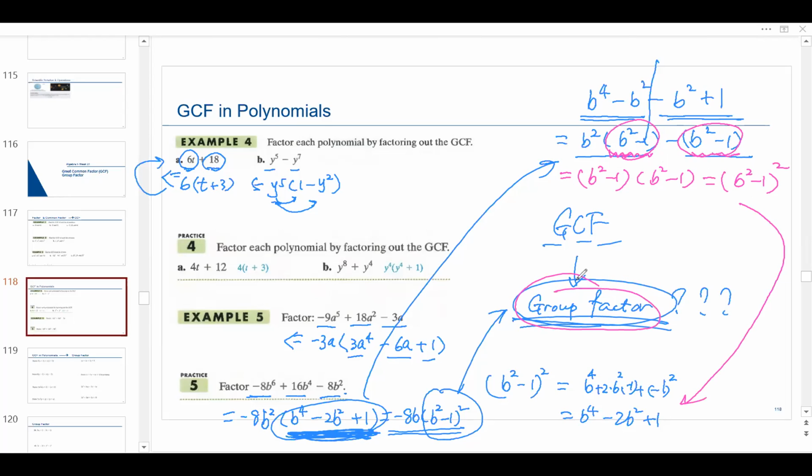Let's see more detail. I know this may be a little bit confusing right now, but let's see the next step. We can give more examples so you can understand well what group factoring is.